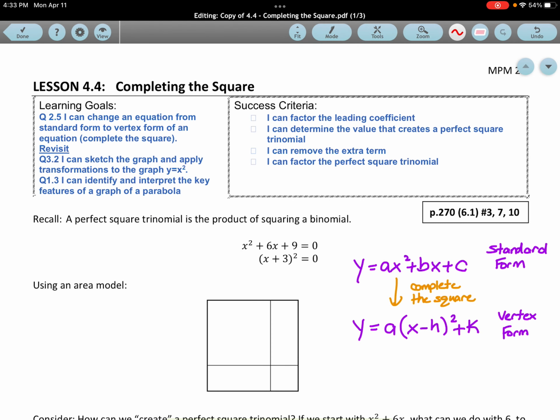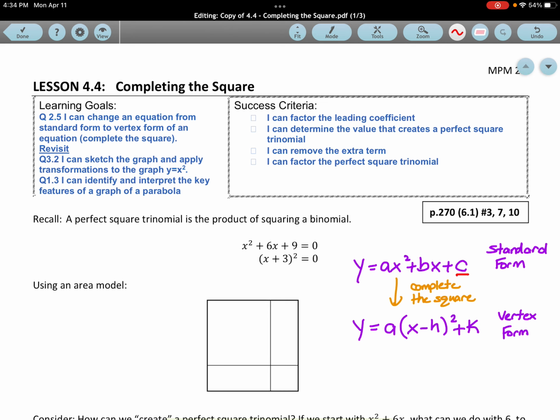This is lesson 4.4, and we're going to be talking about completing the square. On the right-hand side, it shows what completing the square actually is, which is how you convert from one form of a quadratic function into another, specifically from standard form into vertex form. Each of the forms tells you something specific about the parabola. So in standard form, this last number is going to be your y-intercept for the parabola.